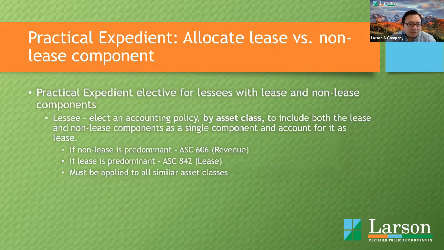There is a practical expedient now this time for the lessees with lease and non-lease components. You could look at your leases and then have separate accounting policies by asset class so that you can include both the lease and non-lease components as a single component and account for it as lease. Similar to the lessor, you aggregate it, and if it's predominantly non-lease, you can use ASC 606 for it. If it's predominantly leased, then you can use ASC 842 for it, but you have to elect this policy by asset class.